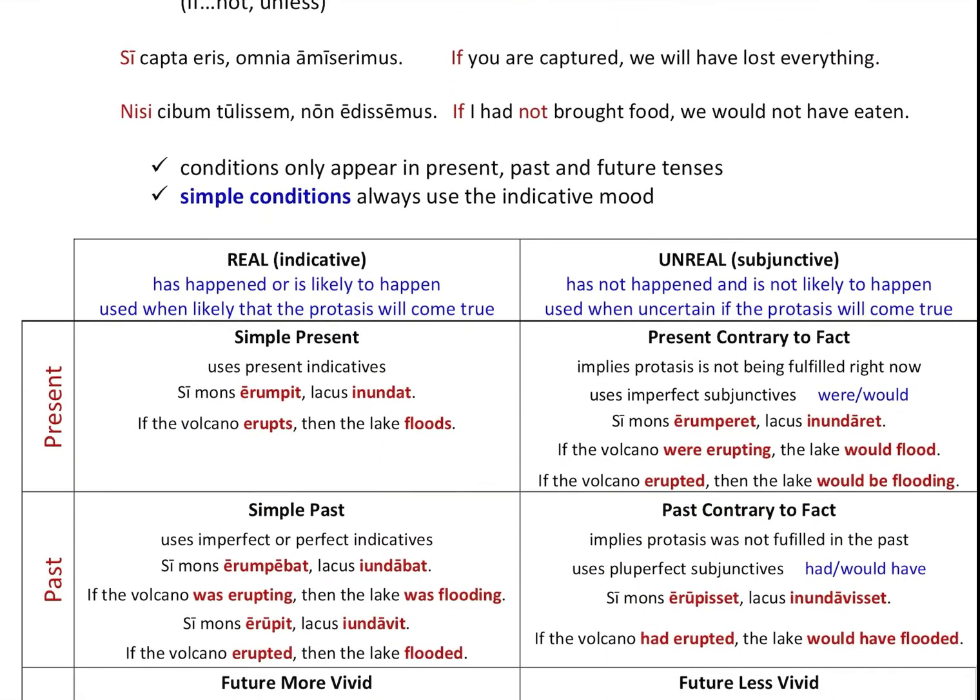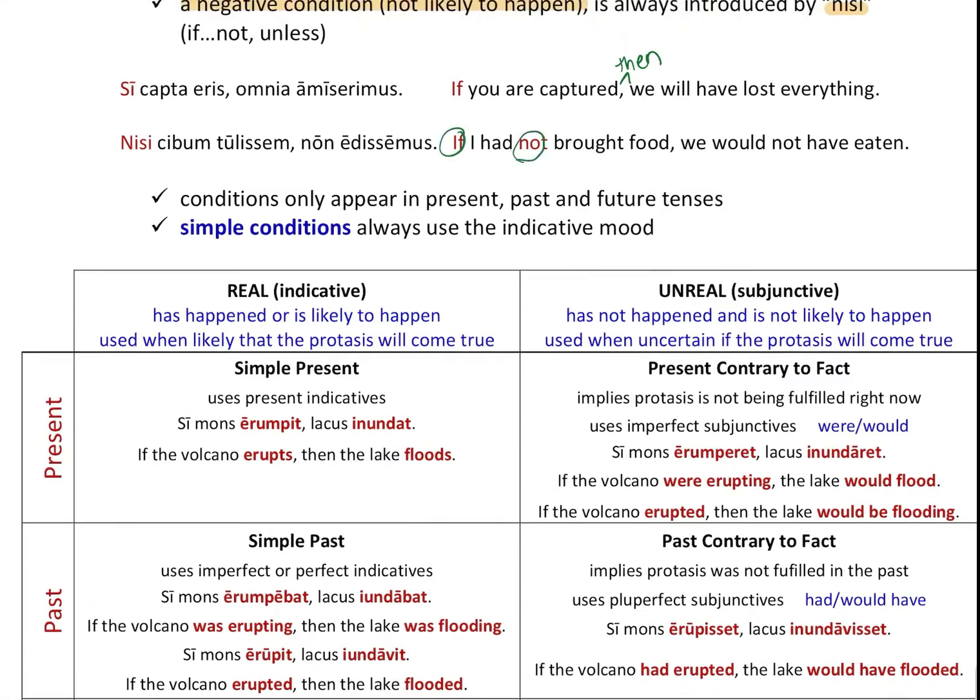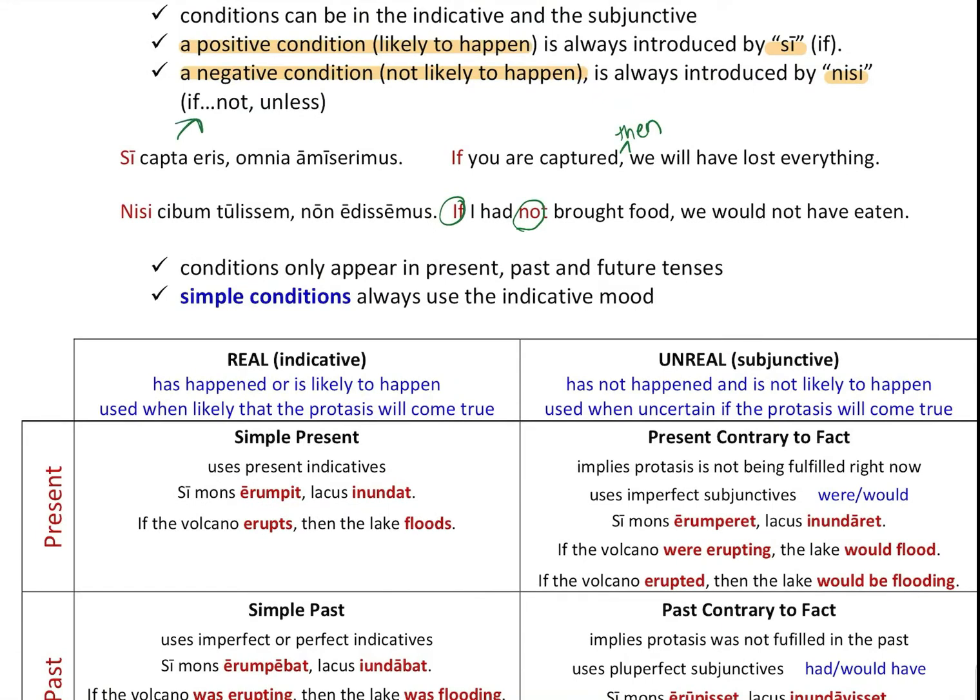So if I said, si capta eris omnia amiserimus, if you are captured, we will have lost everything. And there is an implied then in here. You could add a then and it would make total sense. If you're captured, we will have lost everything. And nisi cibum tulissemus non edissemus. If we had not brought food, so here we have the not, if blank not, remember right here. Or you could also say, unless we had brought food, we would have eaten, right? If I had not brought food, we would not have eaten.